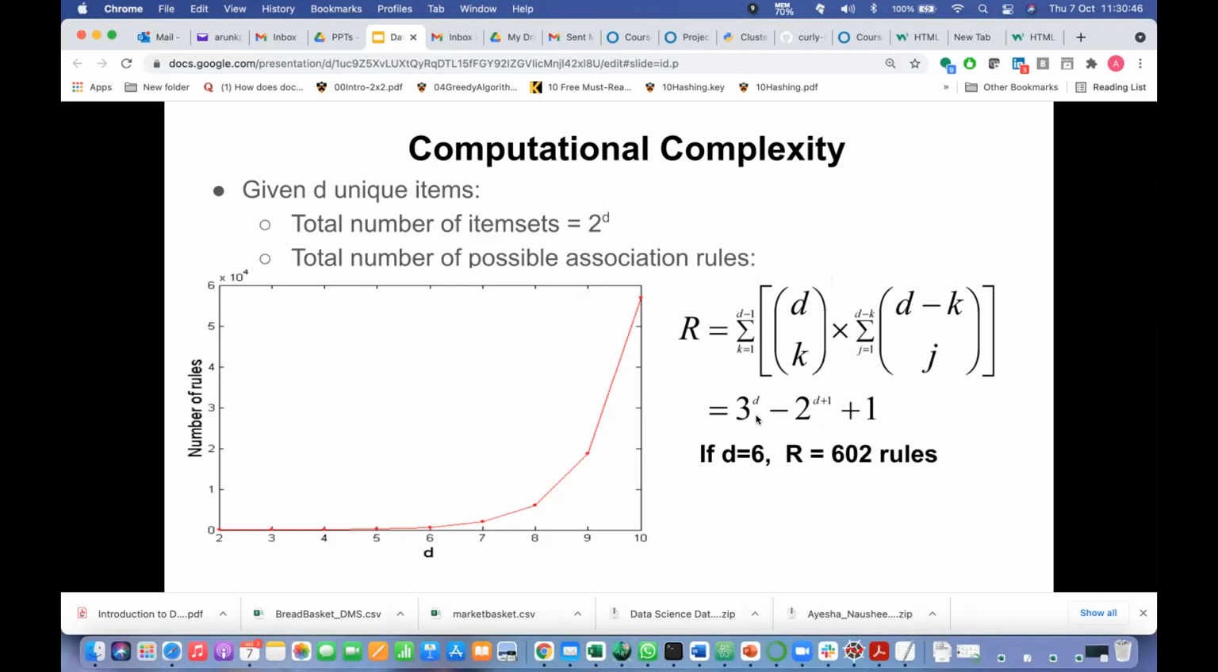So it is not simply 2 power d. If we consider which is the highest, whether 3 power d is highest or 2 power d plus 1 is highest? 3 power d is highest.